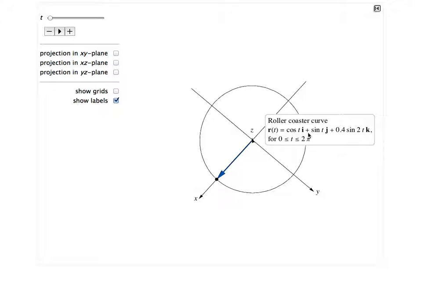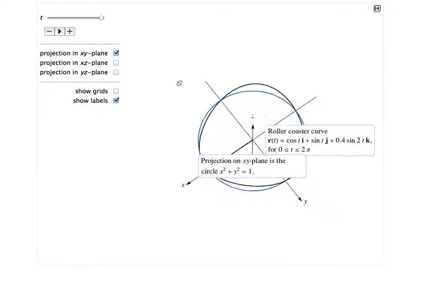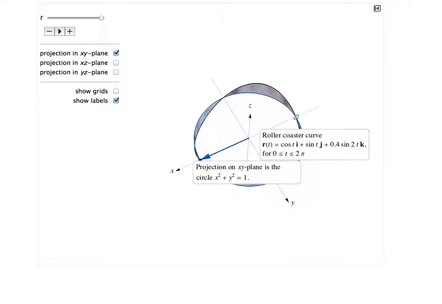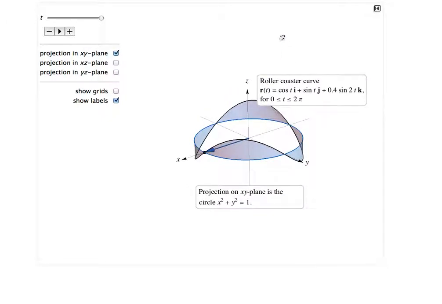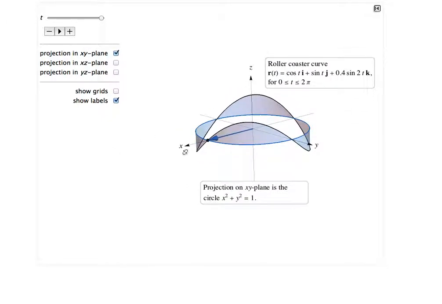Cosine function in the x component, sine function in the y component, that's a circle. Unfortunately that label is in the way, but if we set it in motion, we can see in the xy plane that the function describes a circle, as it should based on the parameterization of the function.